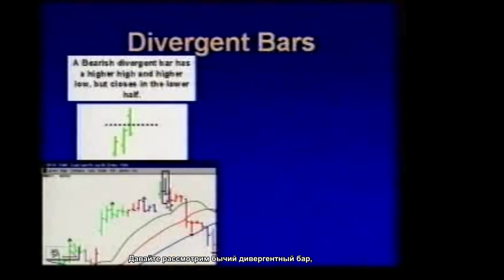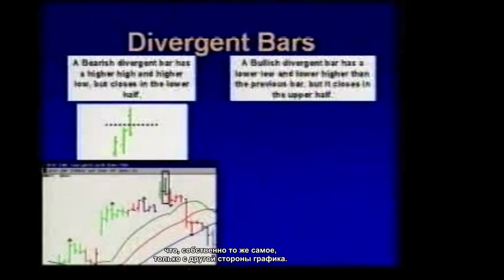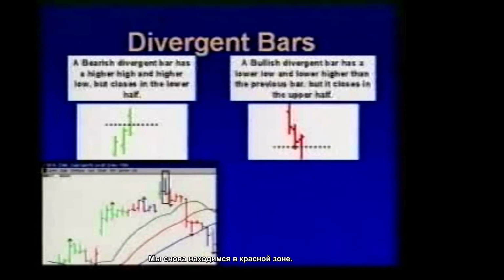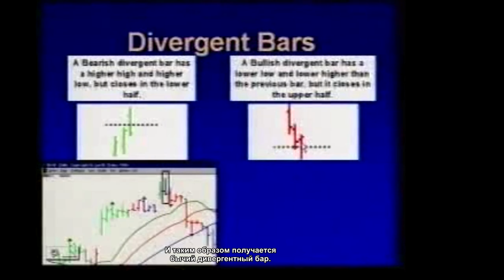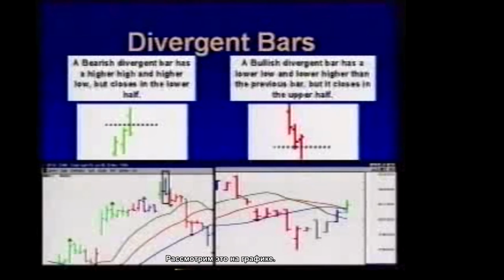Let's look at a bullish divergent bar, which is basically the same thing, only on the other side of the chart. It's on the bottom of the chart. A bullish divergent bar has a lower low, and it also has a lower high than the immediate previous bar, but it closes in the upper half. Here we're in the red zone again, and we have a red bar, a 1-3 bar, followed by a 1-3 bar, and then this bar, the third bar, has a lower high, and it also has a lower low, but it closes in the top half, and that creates a bullish divergent bar. Let's look at that on the chart itself.